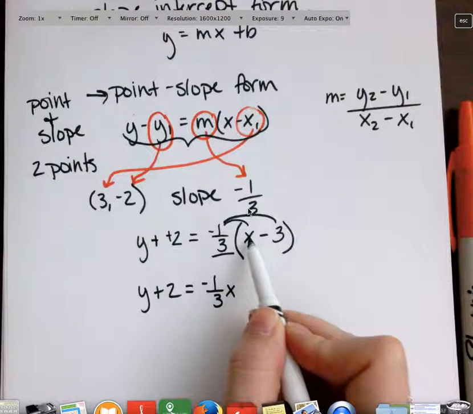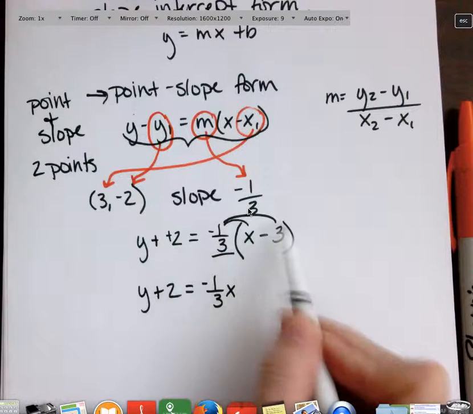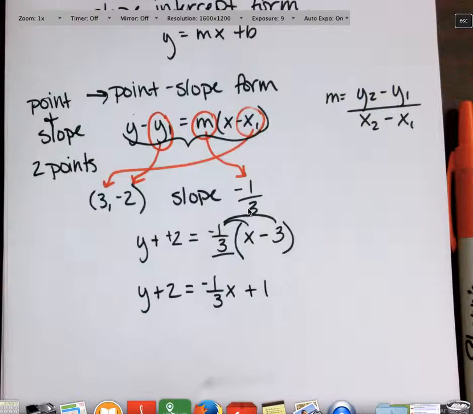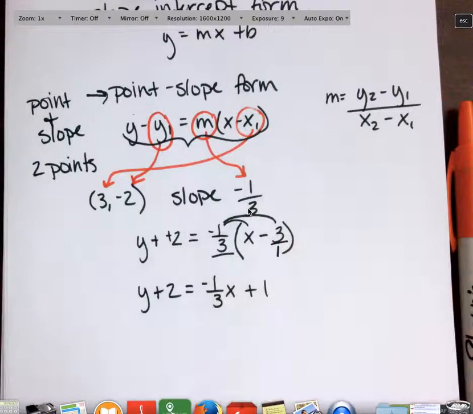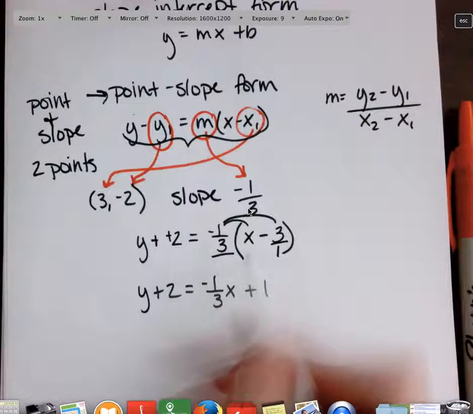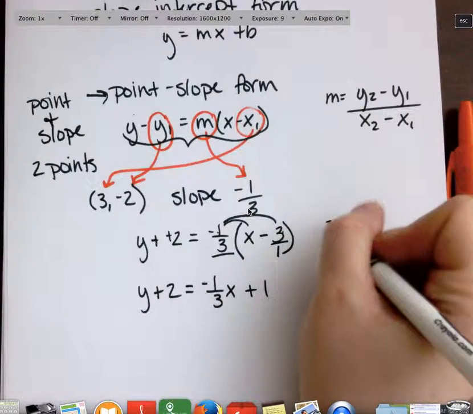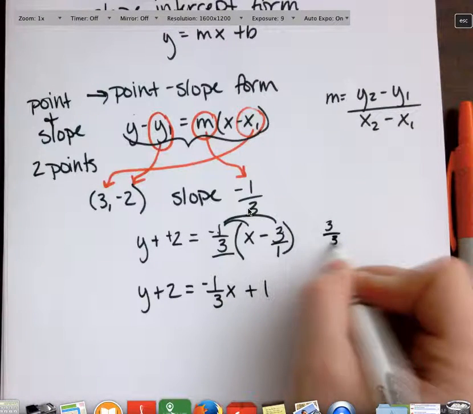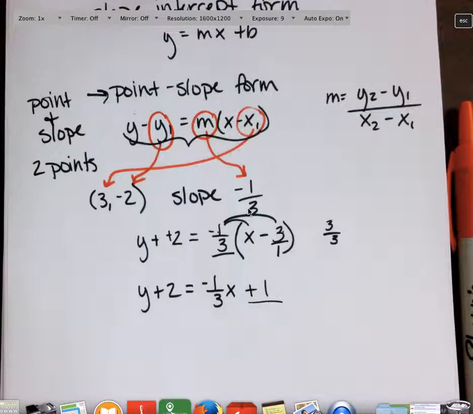If I multiply -1/3 by x, I get -1/3 x. And if I multiply -1/3 times -3, I'm actually going to get a positive 1. Remember, when I'm multiplying fractions, I multiply the numerators and I multiply the denominators. So -1 times -3 gives me a positive 3, and 3 times 1 is 3. 3 divided by 3 is 1. So that's where I get the positive 1 from.